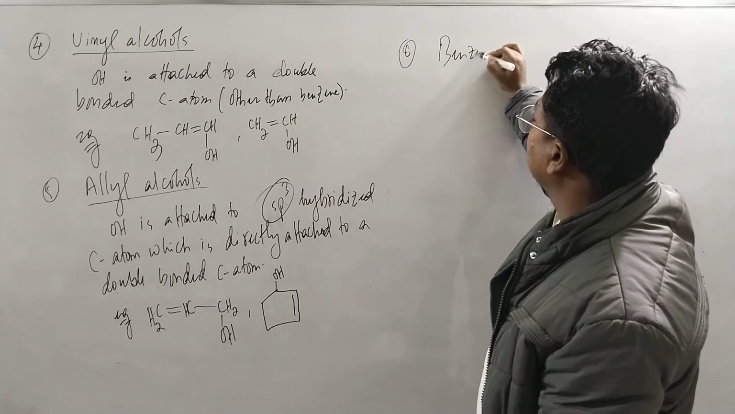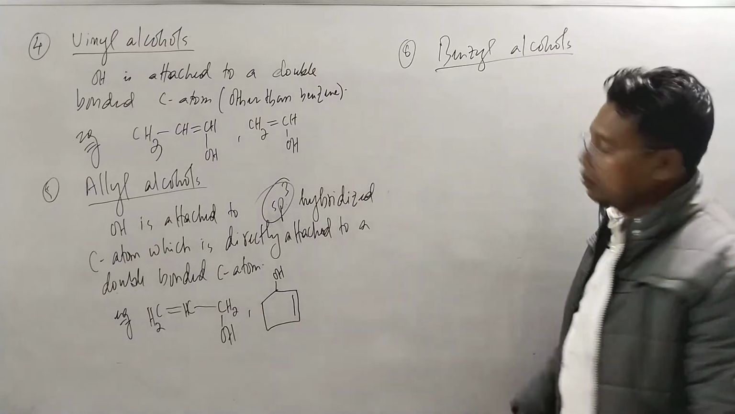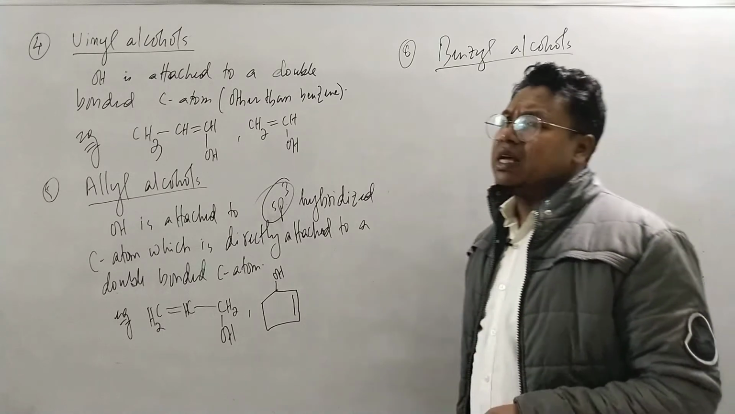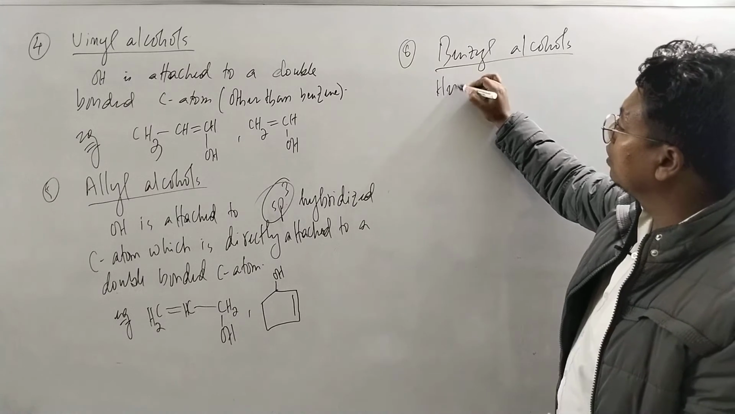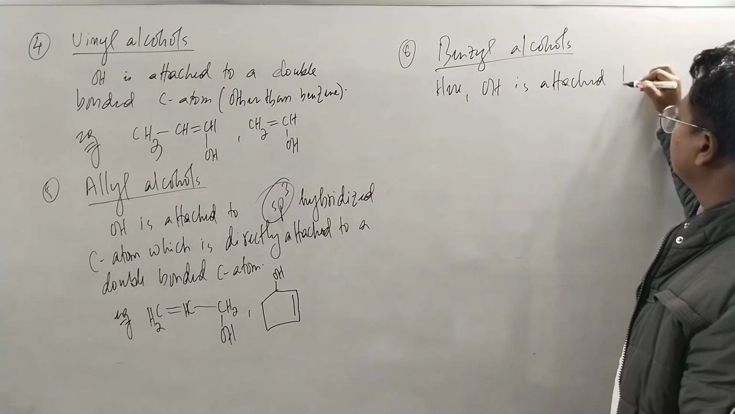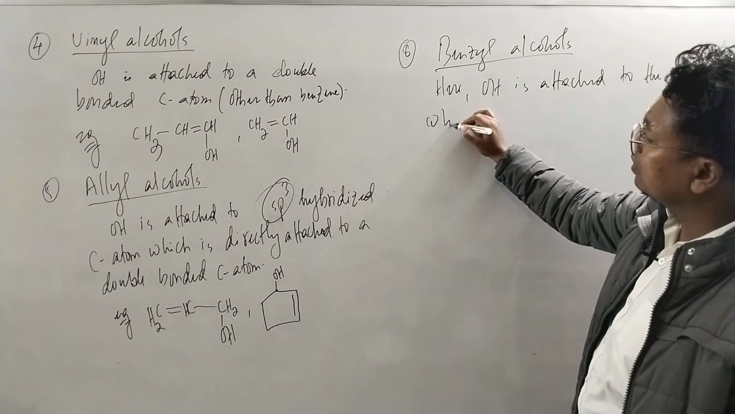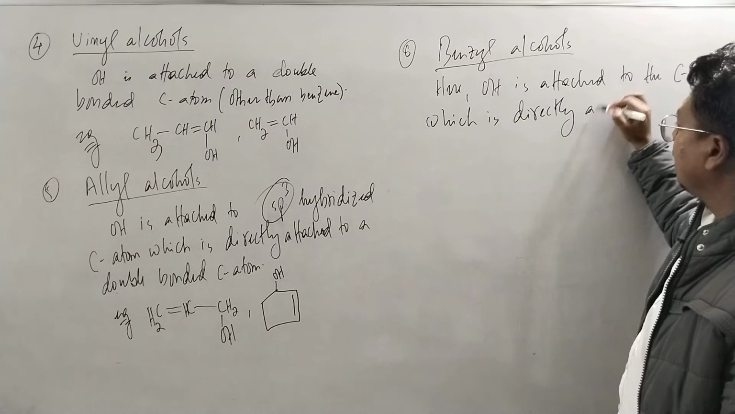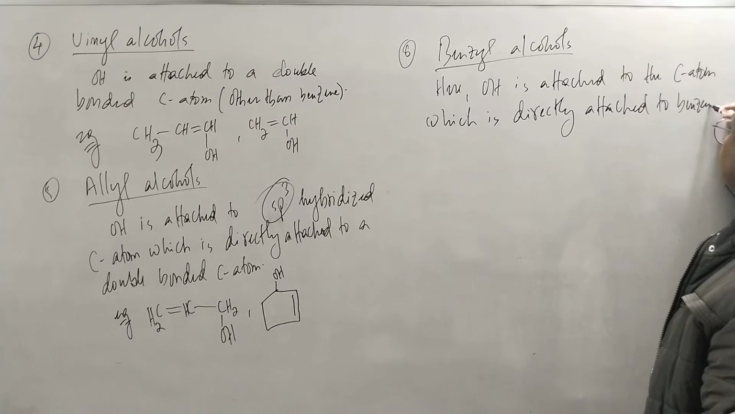Benzyl alcohol. What is benzyl alcohol? Benzyl carbon atom is that carbon atom which is directly attached to benzene ring. Here OH is attached to the carbon atom which is directly attached to benzene ring.